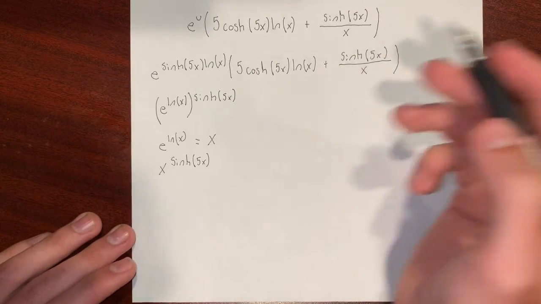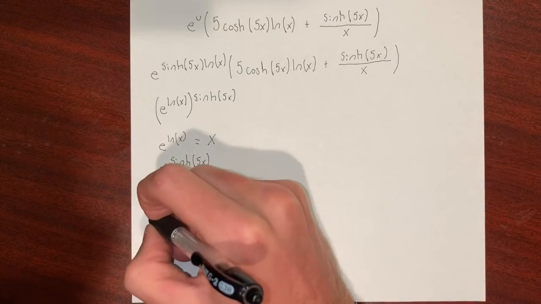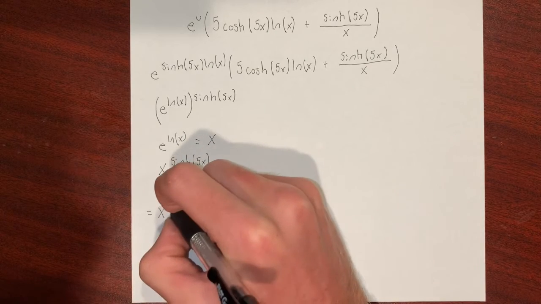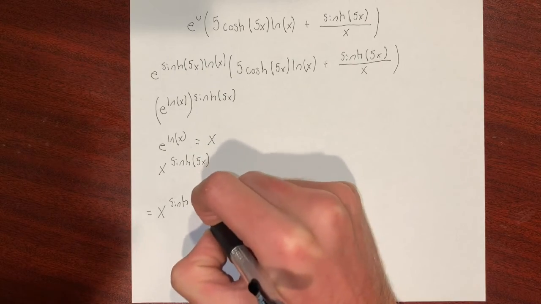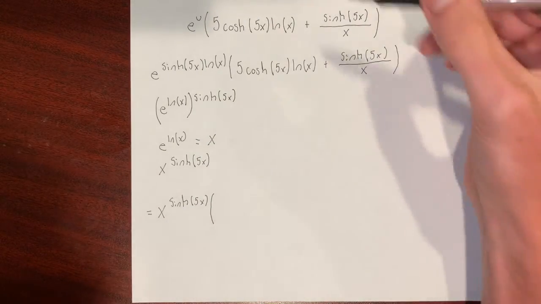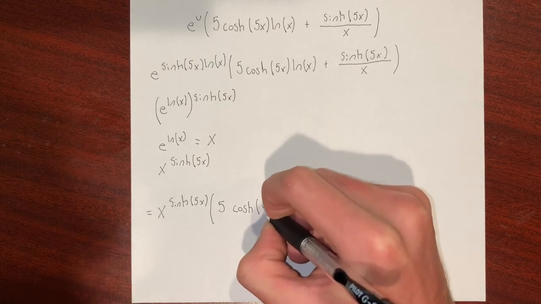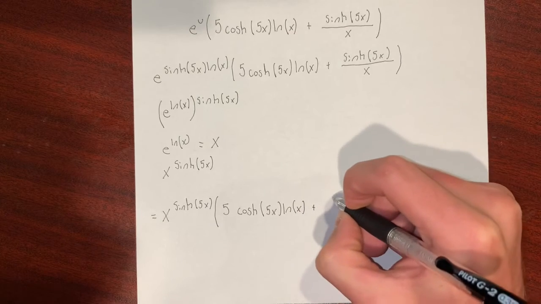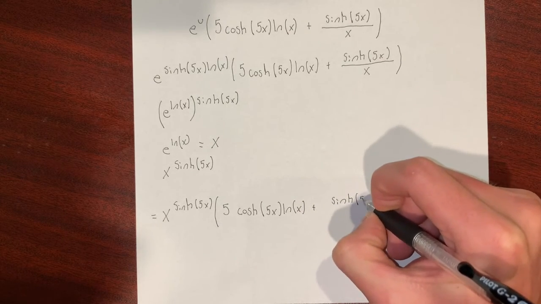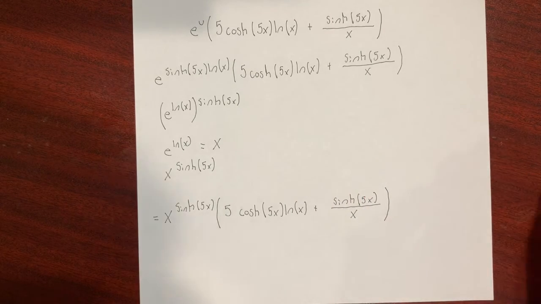Okay, so now we've simplified it as much as I can see how to do it. So now I'm going to plug this back in. So now it's going to equal x to the power of sinh 5x multiplied by what we had still from earlier. So all of this. All right, and that is my answer.